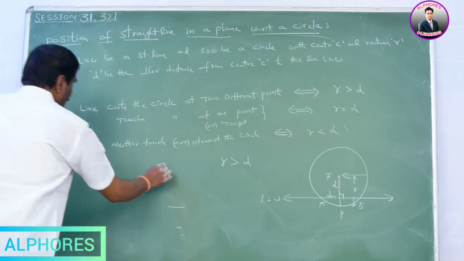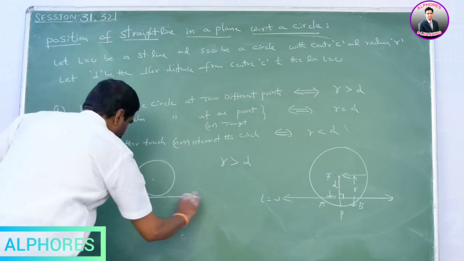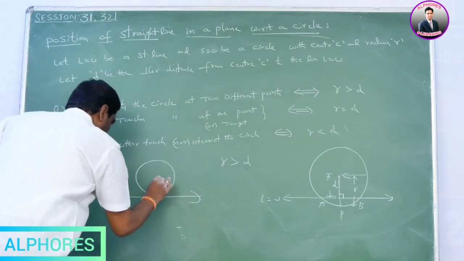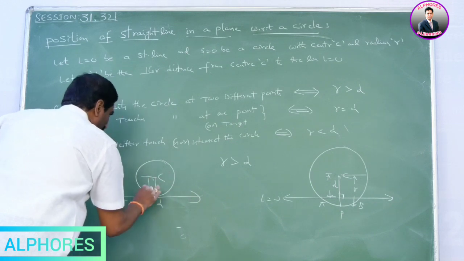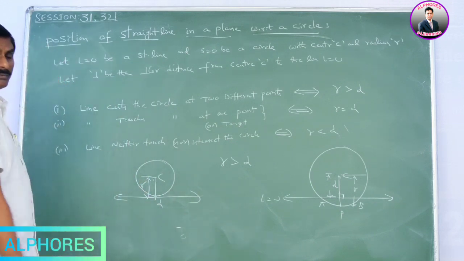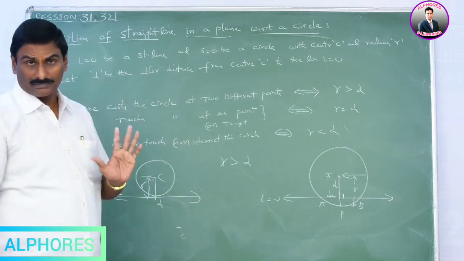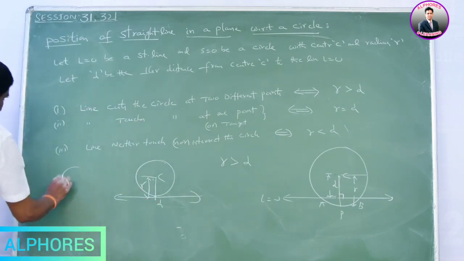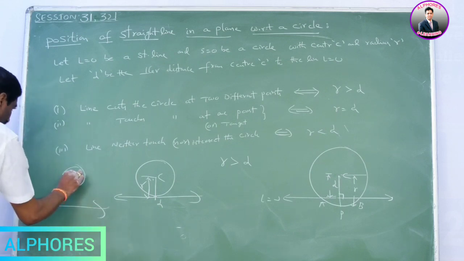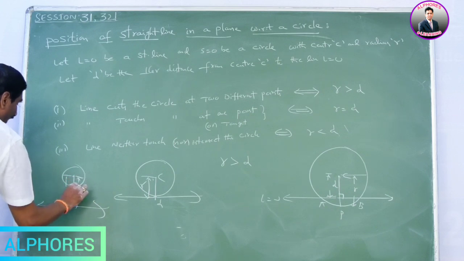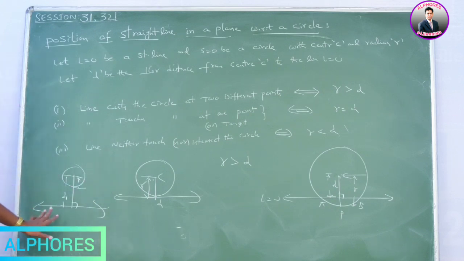Next, suppose the line is in this way. Here, the perpendicular distance from C to the line is D, and the radius has the same value. If D is equal to R, then the line touches the circle at one point. Next, if the line is away from the circle, then the perpendicular distance is D. This is the D. It is R. Here, D is greater than R. If D is greater than R or R is less than D, then the line neither touches nor intersects the circle. Okay? Please note these points.